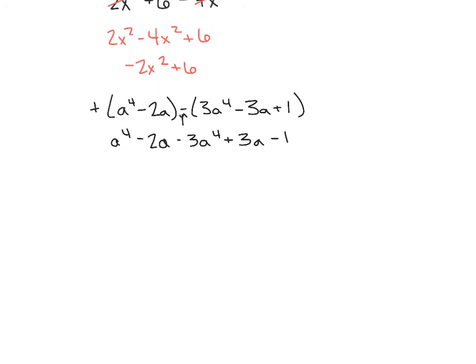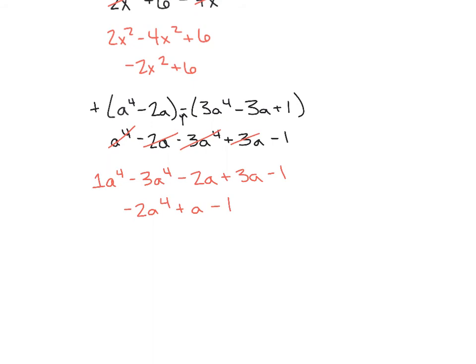And then we get our like terms together. A to the 4th minus 3a to the 4th, those I'm done with, minus 2a plus 3a, those I'm done with, minus 1. So this is like having a 1 in front of it, so 1 minus 3 is negative 2a to the 4th, negative 2 plus 3 is positive 1, so I can have plus 1a or just plus a, doesn't matter, and then bring the negative 1 straight down.